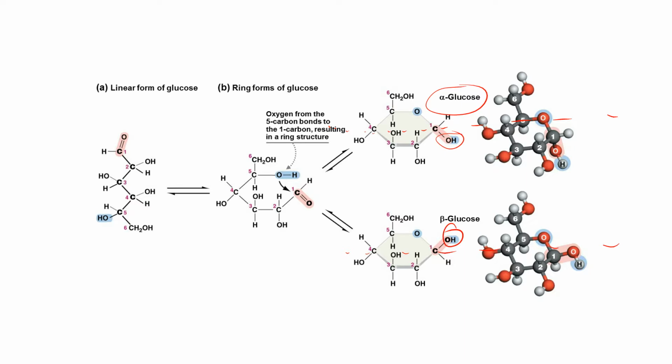Now, alpha and beta glucose monomers are going to be important when we start talking about your polysaccharides.